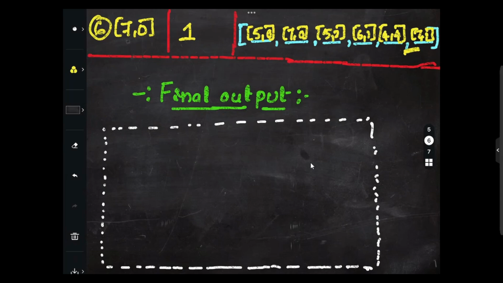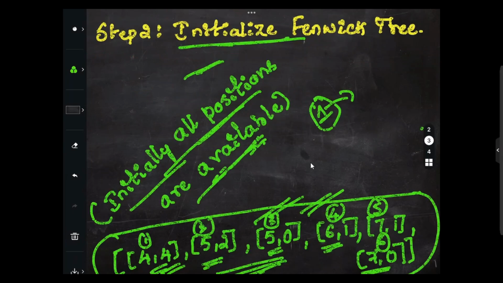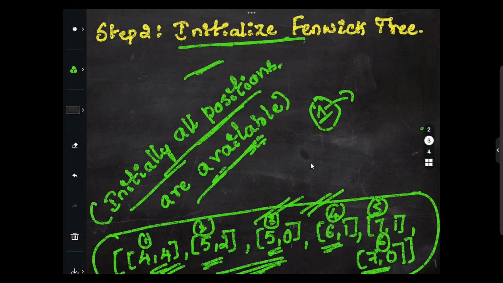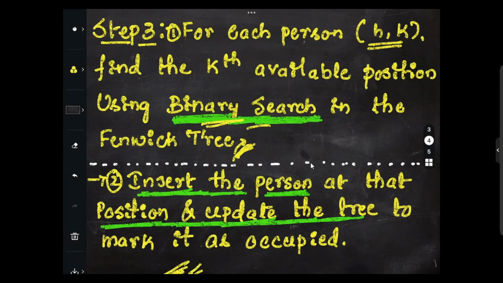So now the final output that we got after the insertion process: the first step was sorting based on the two conditions that we saw. The second step was we initialize the Fenwick tree. Initially, all the positions were available. The third step was for each person, we were finding the kth available position based on binary search. This is very important.